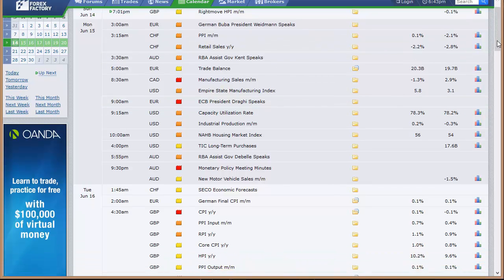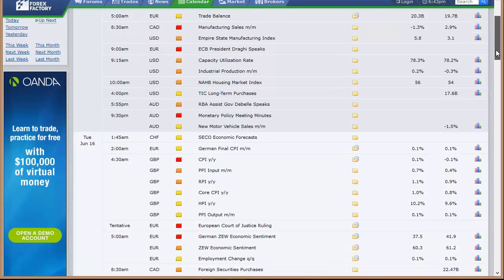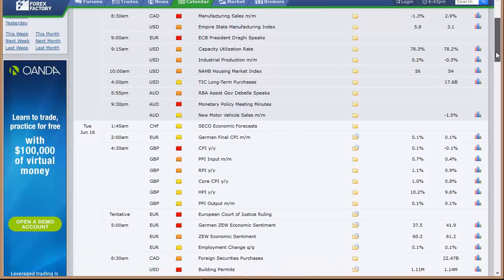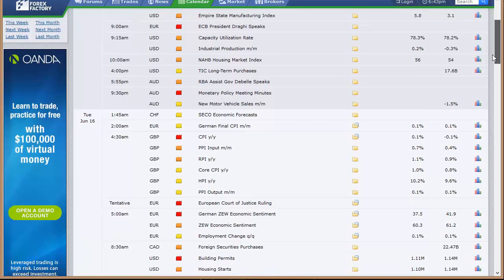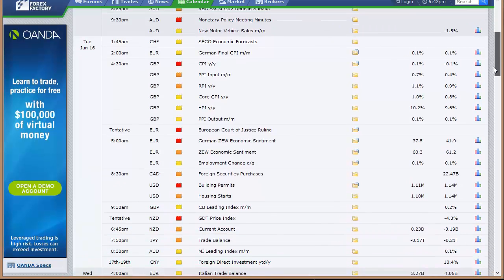And then Monday, PPI out of Switzerland in the morning, retail sales out of Switzerland, trade balance out of Europe, Canada's manufacturing sales. We've got Empire State Manufacturing Index out of the U.S., capacity utilization, industrial production out of the U.S., NAHB Housing Market Index out of the U.S., TIC long-term purchases. Monday night, Australia's monetary policy meeting minutes from the last meeting and new motor vehicle sales.